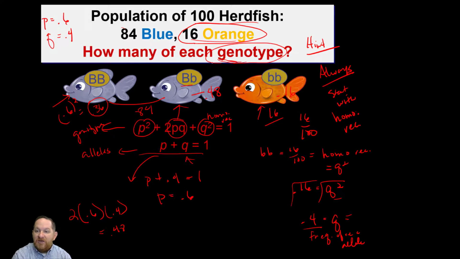So how many of each genotype? Because I was nice and gave you out of 100, there are 16 of those, 48 of those, and 36 of those. Okay? So the hint, always start with the homozygous recessive if you're given an example like this, because that's easy to solve. Okay?